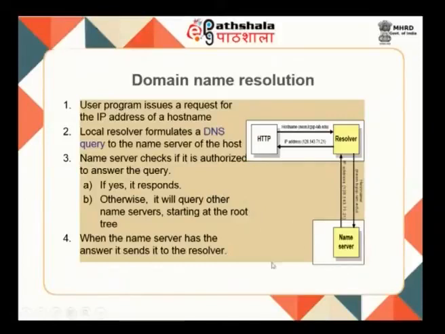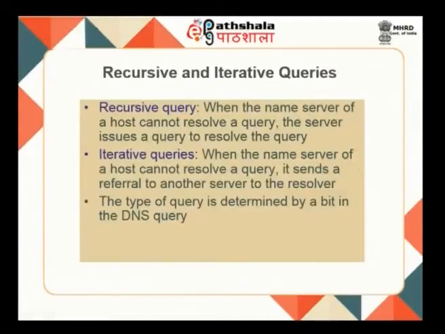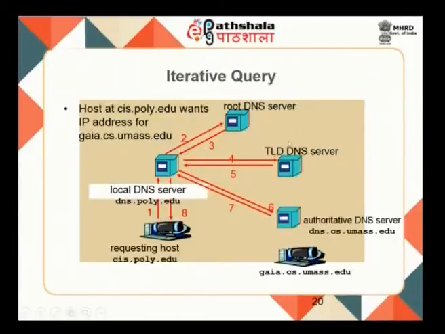Now, the core part is how this name server actually gets the information from the different root servers and so on. That is the main part that we need to understand. There we have two types of querying mechanisms: one is called recursive query and the other is called iterative query. This is best understood with an example, so let me explain it to you.